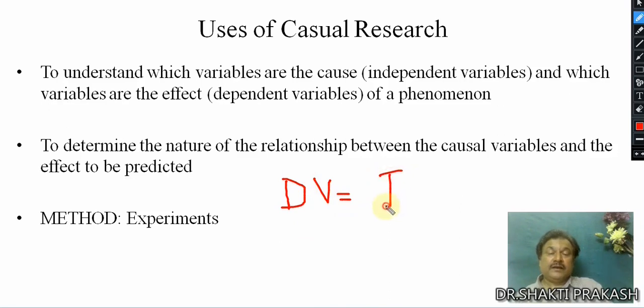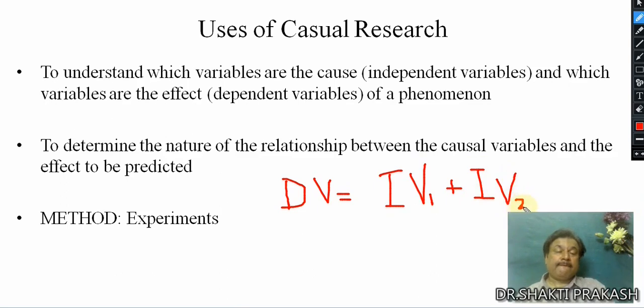Independent variables, IV1. Maybe other variables also affect it, then IV2, maybe more other variables. Then one more is here, E. So among the number of variables, one will be the dependent variable and the others will be the independent variables.